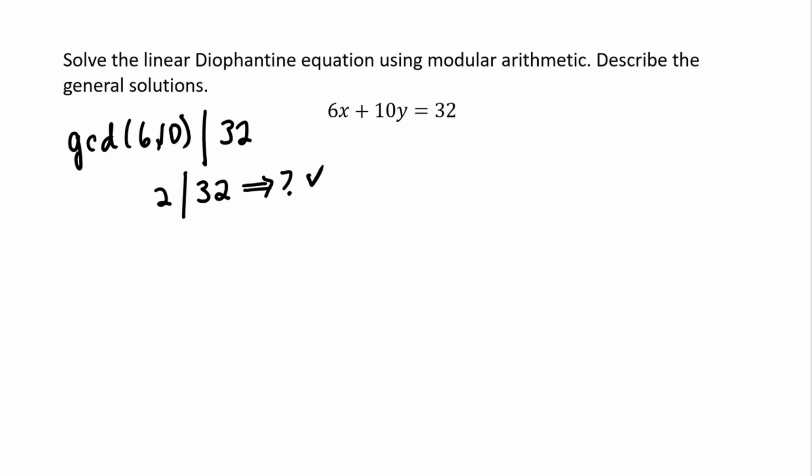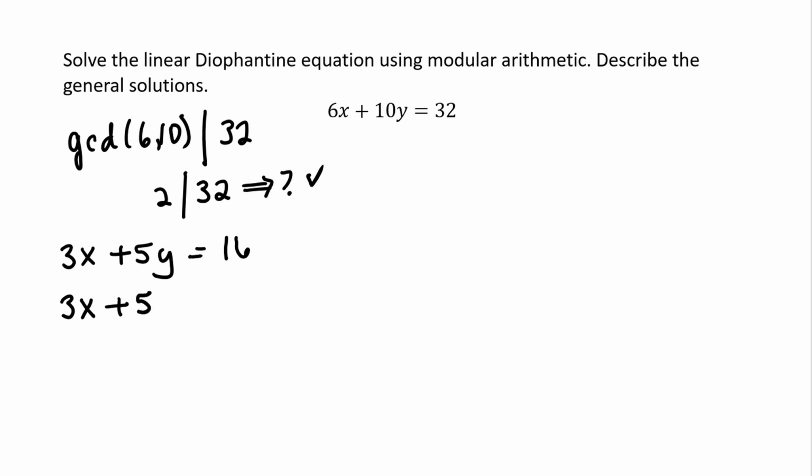So let's simplify the 6x plus 10y by dividing out that common factor, and we'll have 3x plus 5y equals 16. That is, 6x plus 10y equals 32 and 3x plus 5y equals 16 are equivalent. Now I'm going to look at the constants multiplied to the x and to the y, and I'm going to start with 3 because that's a lesser number. You can do 3 or 5, but as a general rule, the smaller number is better. And I will rewrite this using modulo arithmetic.